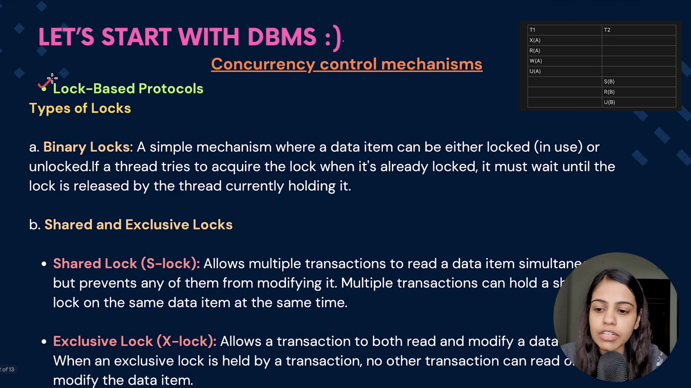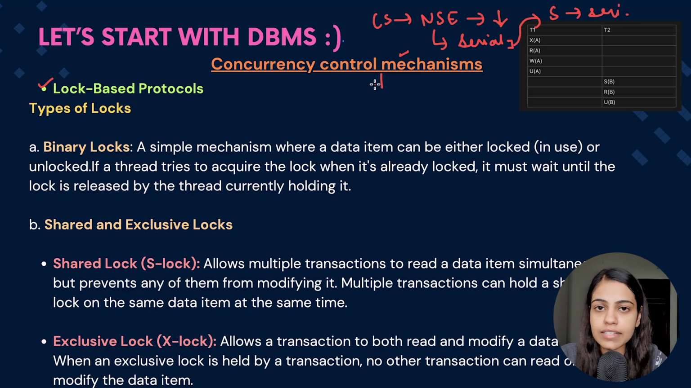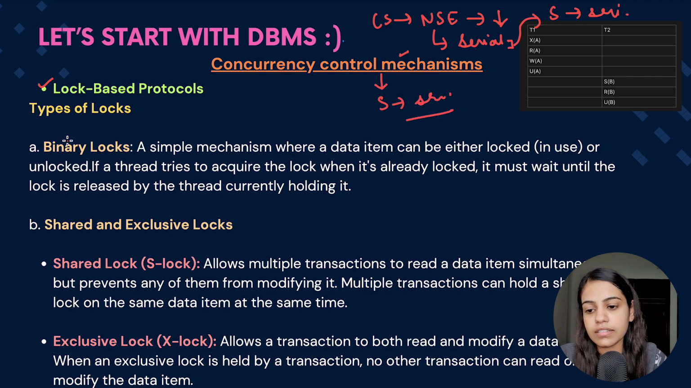Before starting with log-based protocol, let's revise some older concepts. In a concurrent schedule, there was a non-serial execution happening, and because of this non-serial execution, the consistency was very low. For this non-serial execution, we introduced methods such as serializability and concurrency control mechanism. As part of serializability, we check whether a given schedule is serializable or not. As part of concurrency control mechanism, we make the schedule serializable. So here is the first concurrency control mechanism, that is log-based protocol.